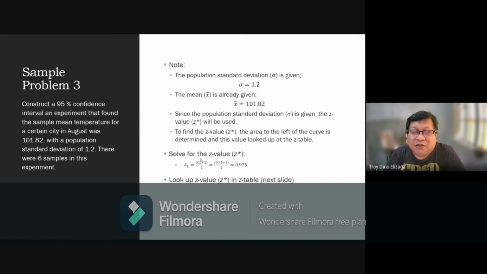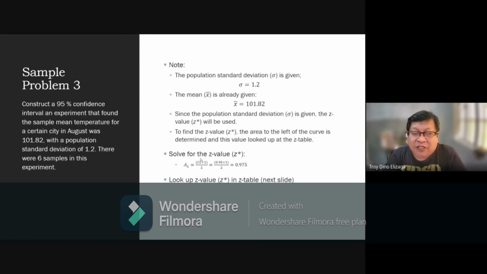So to solve for z value, we get the area to the left of the curve. And the formula to get that is the confidence level plus 1 all over 2. Okay, so our confidence level is 95%. So we express that in decimal, 0.95 plus 1, and then the sum we divide by 2, and we get 0.975.